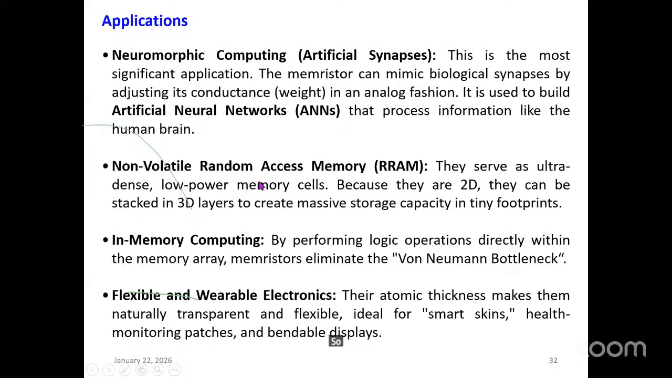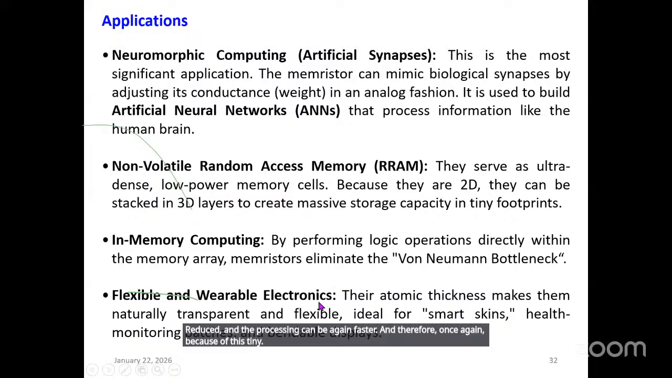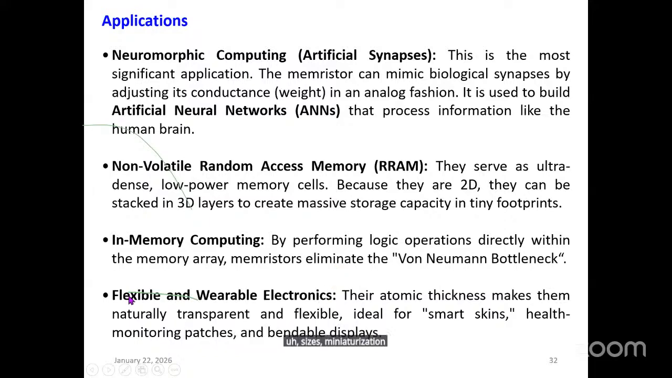So if we make the memory using this memristor, a high density of memory can be formed to make a cache memory, this bottleneck can be reduced, and the processing can be faster again. Also, because of its tiny size and miniaturization, it is very famous in flexible and wearable electronics, smart skins, smart wafers, fine fabrics. It is possible. So these are the applications.